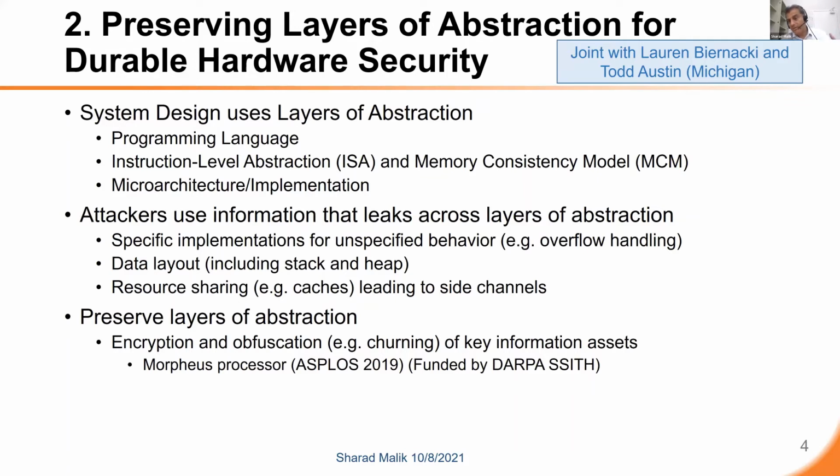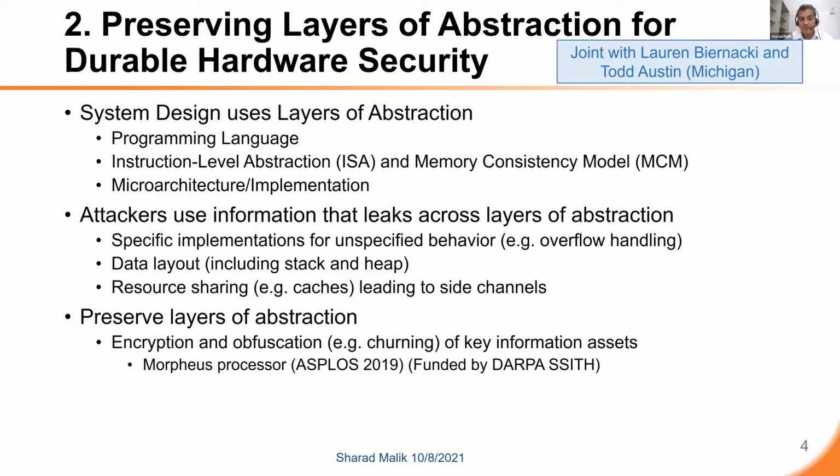So the common theme across these different attack categories is that what attackers are utilizing is information that's now visible across layers of abstraction, which should not have been visible had those layers of abstraction been perfect. Given this information that's leaking across these layers of abstraction through individual information assets, they essentially utilize it to get hold of key security assets through confidentiality or integrity attacks.